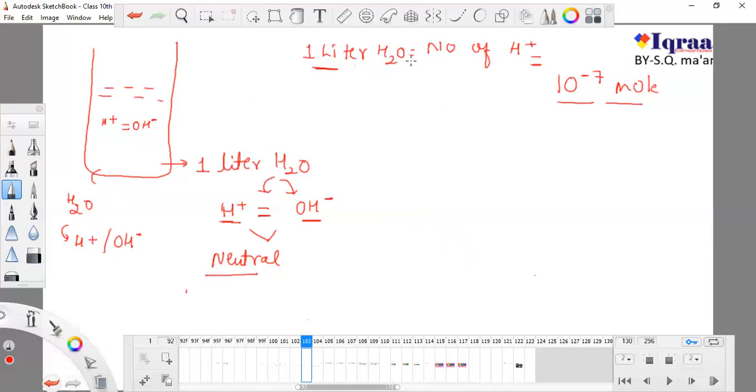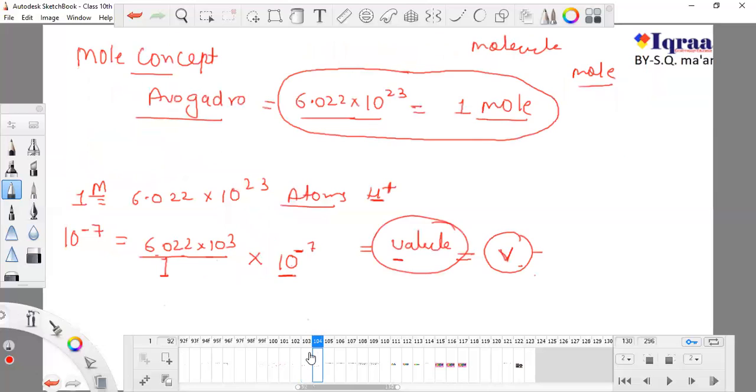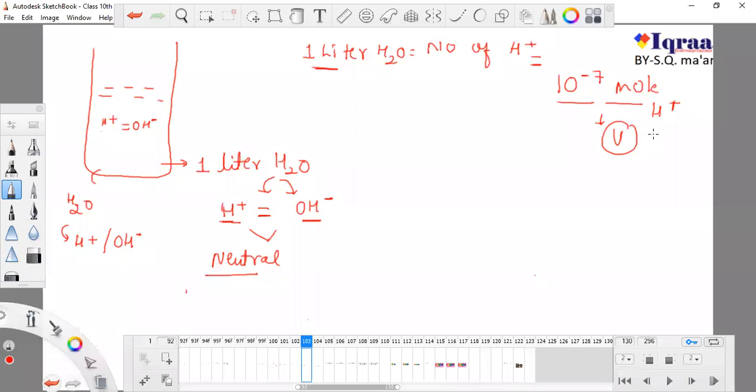So if I dissociate 1 liter of water into H plus and OH minus, 1 liter of water contains 10 to the power minus 7 mole of hydrogen ions, and that is V, a value V. We don't know the digit, but right now we don't have to identify it or remember it. This is just for your information. So this whole test tube filled with 1 liter of water contains this V number of hydrogen ions.